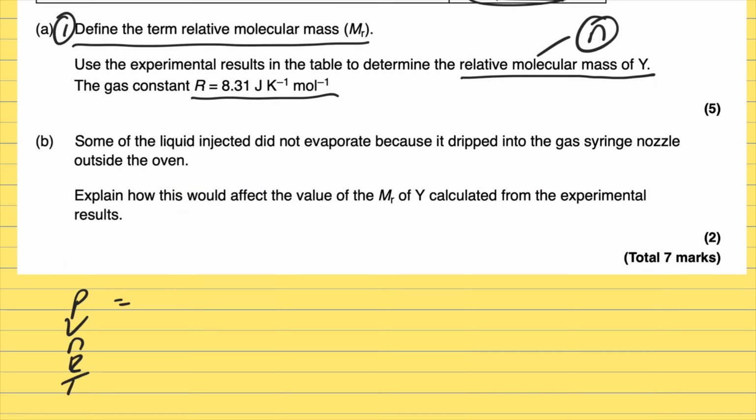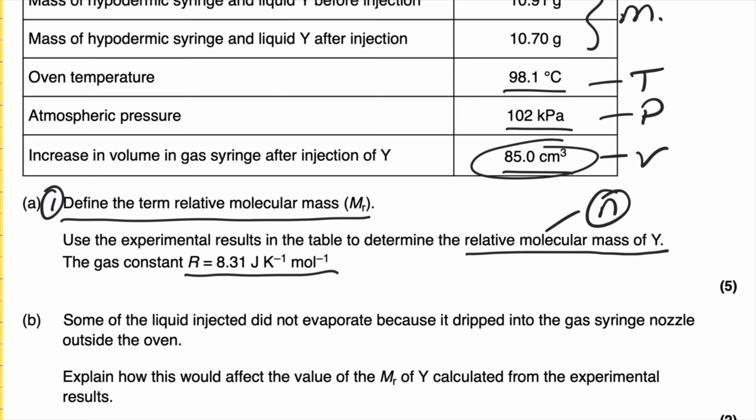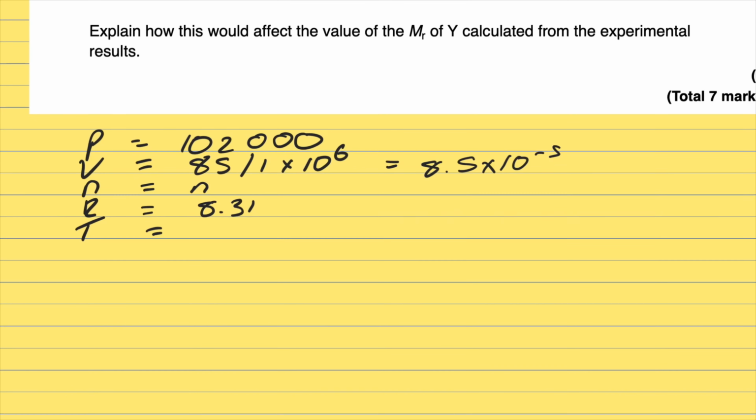The pressure is 102 kilopascals, which is 102,000 pascals. The volume is 85 centimeters cubed, which I need to divide by 1,000,000 to get it into meters cubed, which is 8.5 times 10 to the minus 5. N is what we're trying to calculate. R is 8.31, and T is the temperature of the oven, which is 98.1 degrees Celsius. So I need to add 273 to that, which gives me 371.1 Kelvin.